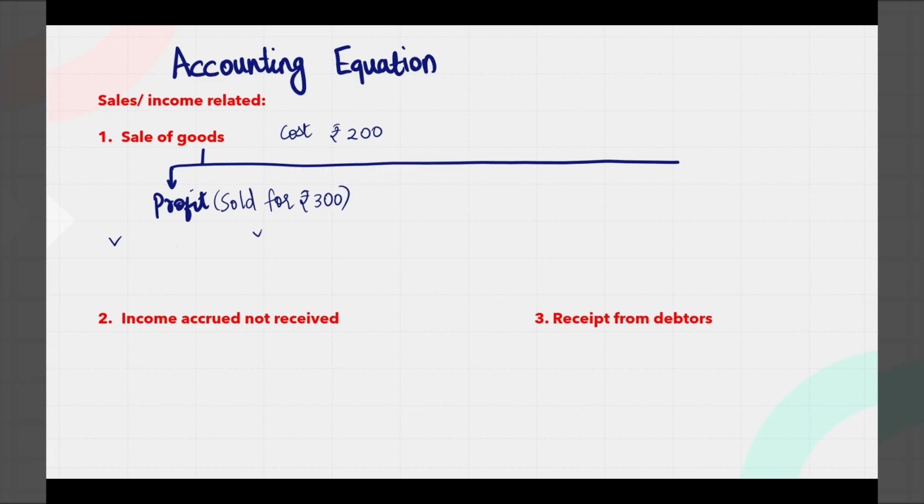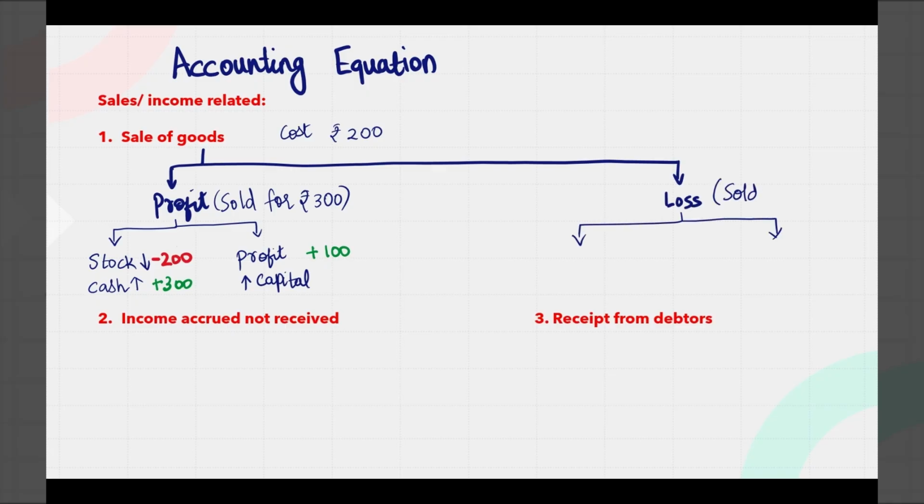So when it is a profit, how does it get impacted in the accounting equation? Whenever there is a sale of goods, there is a reduction in the stock to the extent of the cost. So stock is reduced by 200 rupees, and we receive cash, assuming it is a cash sale, which is plus 300. So net there is a profit of 100 rupees. You can see that on your asset side there is a minus 200 and plus 300, making it plus 100, whereas there is a profit on the right hand side. Profit is nothing but an increase in the capital, which is also 100 rupees. So you see that assets is equal to equity plus liabilities.